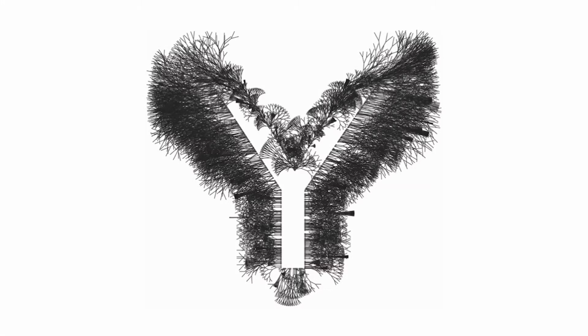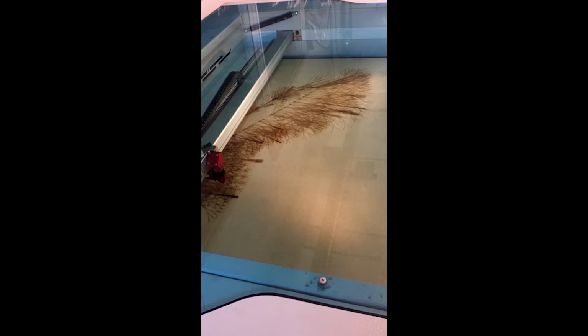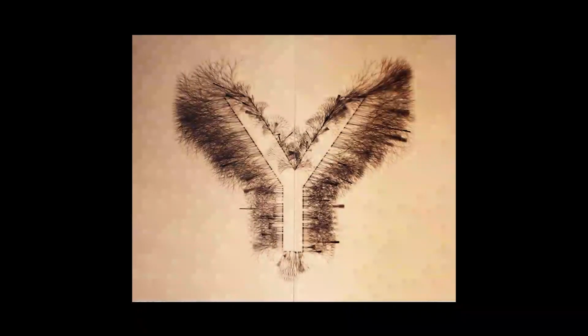It was my initial sketch in Processing. I divided it into two pieces, 24 inches by 36 inches, because the maximum width and height of the laser cutter, Trotec Speed 400, which I used at School of the Art Institute of Chicago, was 36 inches by 24 inches. I used MDF, medium density fiberboard. This is the final piece, 72 inches by 48 inches.